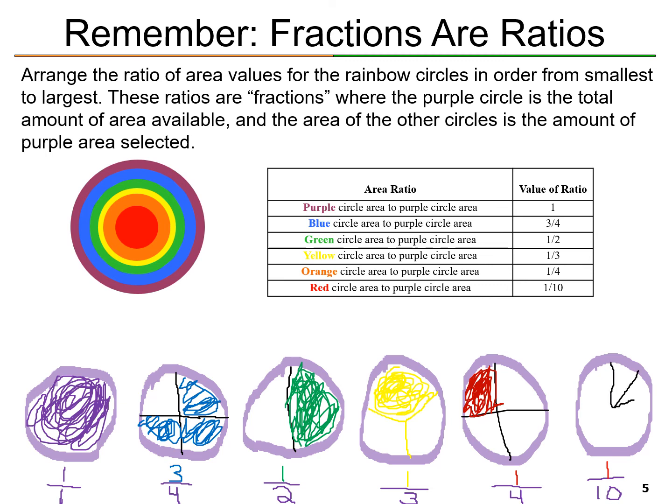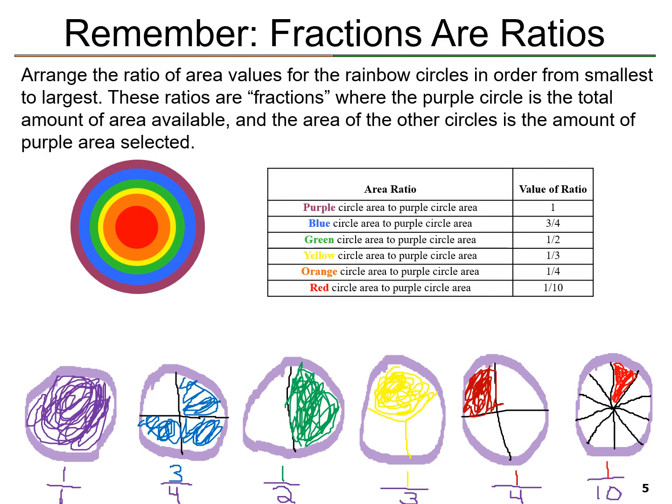1, 2, 3, 4, 5, 6, 7, 8, 9, 10. Okay, those are the 10 pieces. Now I'm going to select one of those pieces. So I'm going to select this piece right here. And that represents 1/10.